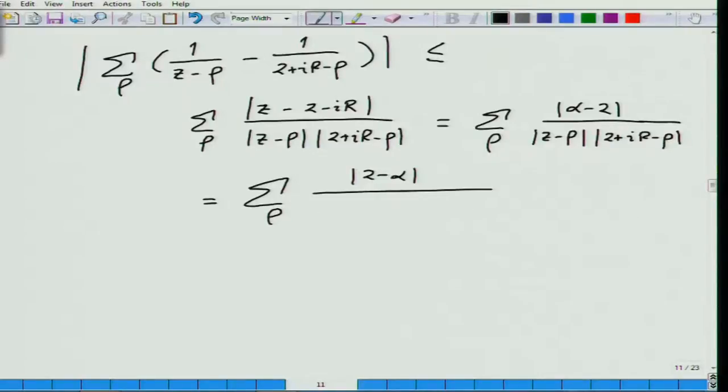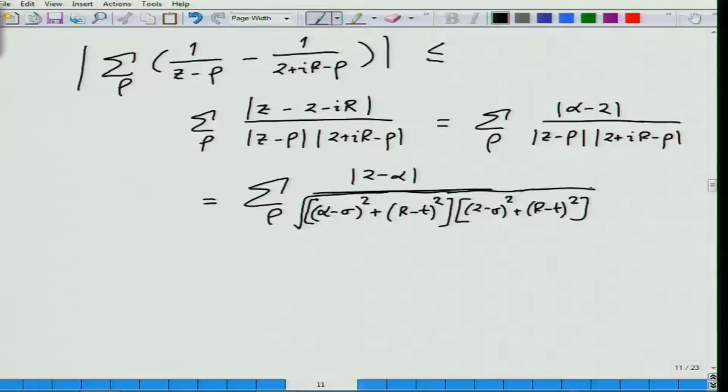What is this? Z minus rho. We know that this is the square root of alpha minus sigma squared plus r minus t squared. Or let us take the square root outside. What is this part? The only change is 2 minus sigma squared plus r minus t squared. Okay.